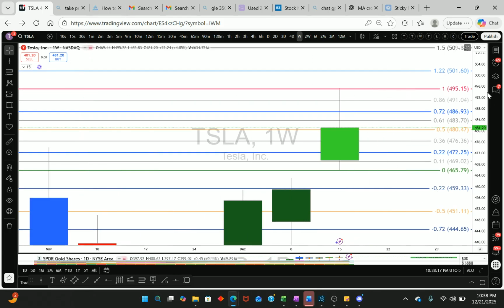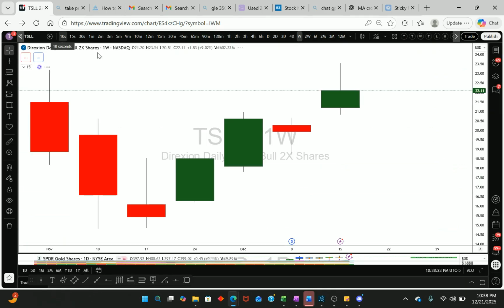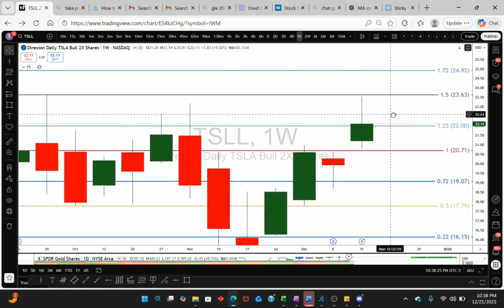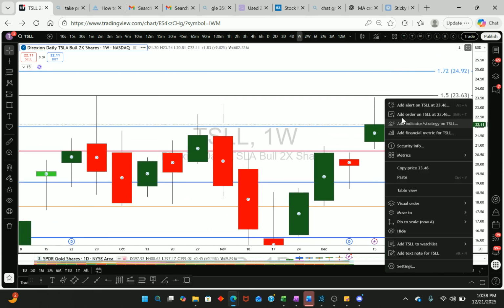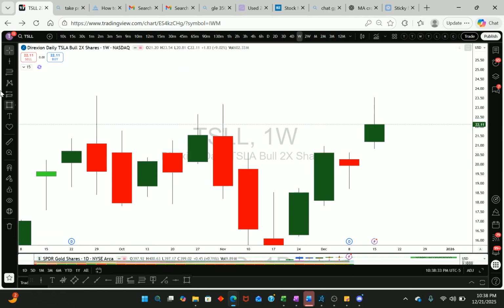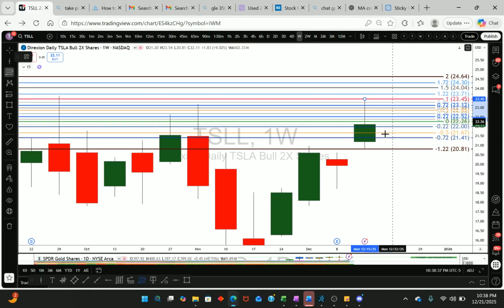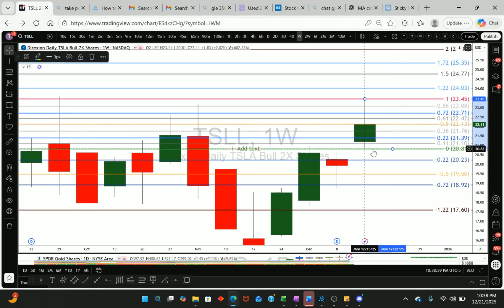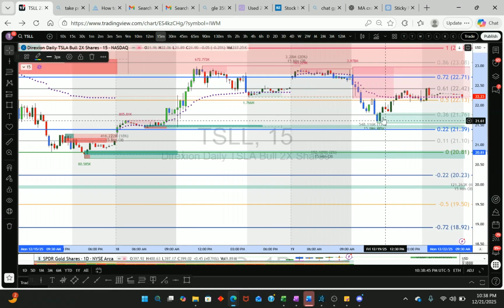So these are our levels for this week on Tesla. You would do the same thing for TSLL. For those with limited capital, don't worry. Tesla is not mad. It has TSLL to provide for you. And we can go ahead and remove these drawings and do the same thing. So we go 1 at the top, 0 at the bottom, and then we have our levels for the week.